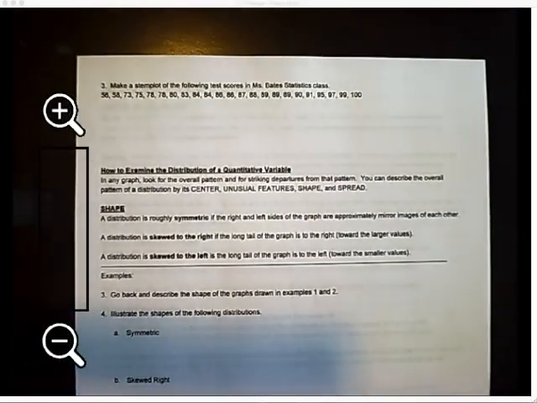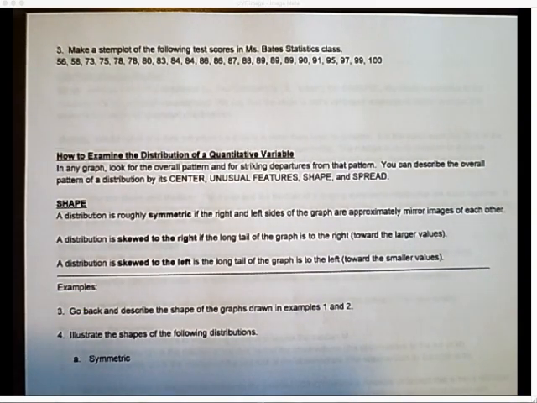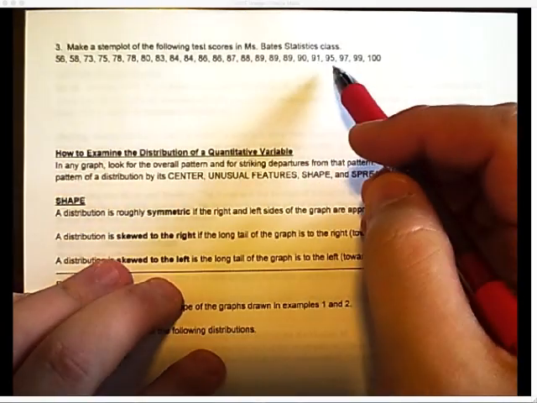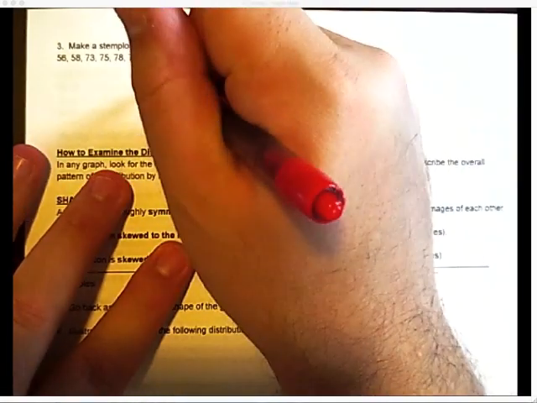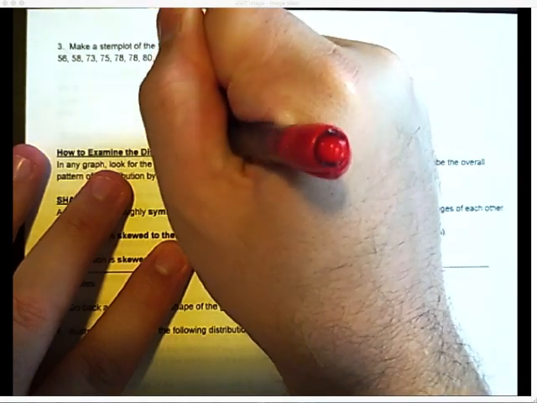All right. The next type of graph we talk about is a stem plot. It says make a stem plot of the following test scores in Mrs. Bates' statistics class. When you make a stem plot, it's easiest if the data is in order from least to greatest. In this particular example, it is in order. So here's how this is going to work with a stem plot. You're going to have a tens digit and you're going to have a ones digit.